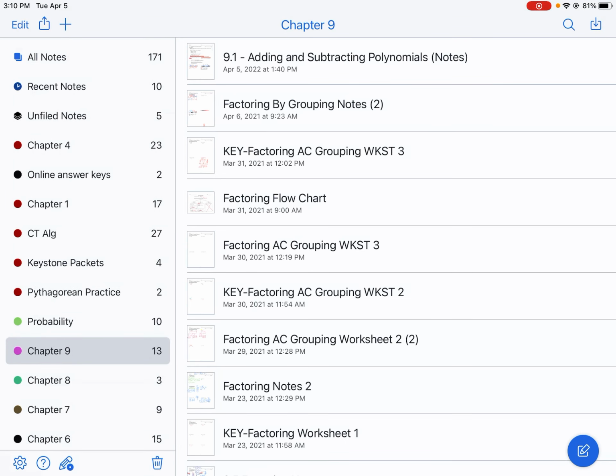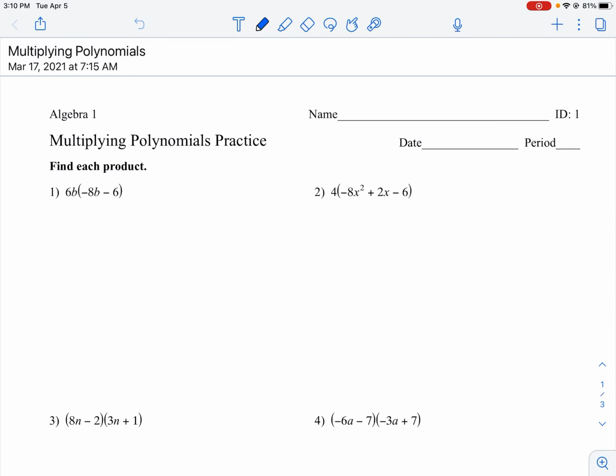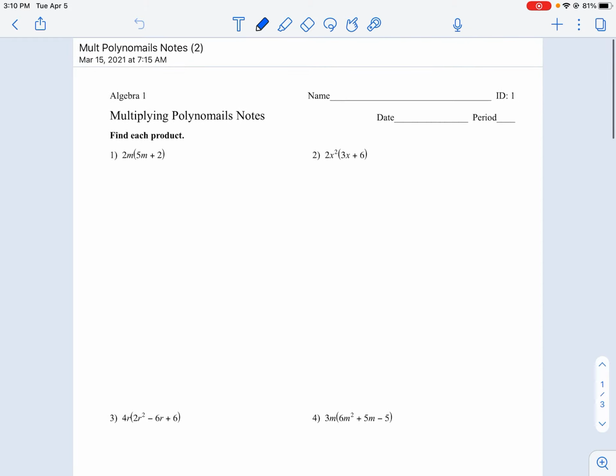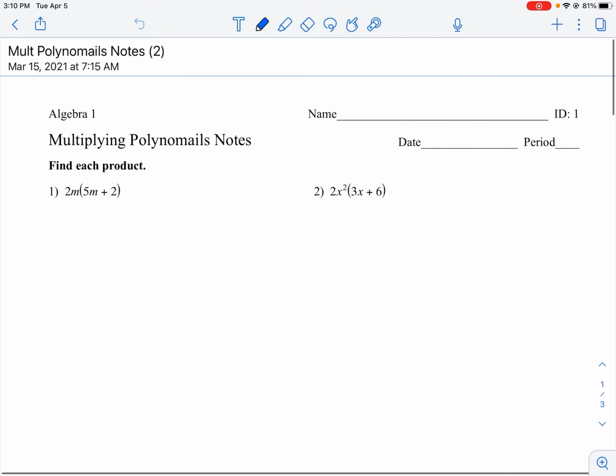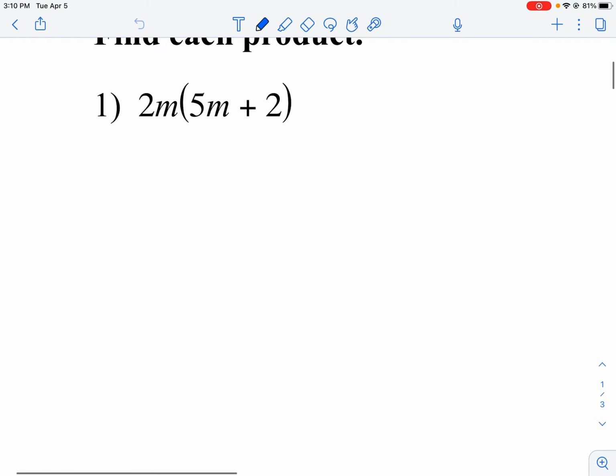All right, we are going to talk today about multiplying polynomials. And in our notes, we have several different scenarios here we need to talk about. So the first scenario is when you have a monomial, so a one-term polynomial being multiplied by a binomial.